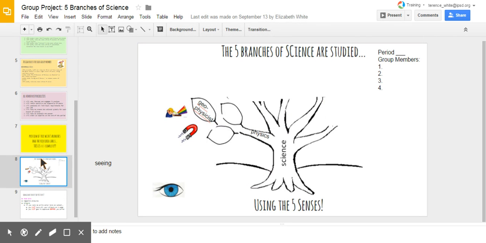Okay, take a look right here. Five branches are studied. This is basically what it's going to be: five branches, and then each leaf is going to be a sub branch. They're going to put the sub branch and briefly describe what the sub branch is in each leaf. And below, the five senses they've learned previously are observations. They make observations using the five senses, and observations are on the bottom of the tree because it helps the tree grow and make science even bigger and better.